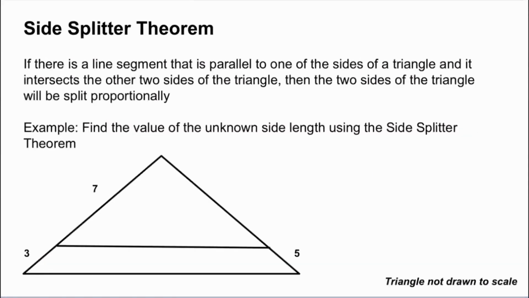Okay, now for the side splitter theorem. So I'm going to read it out to you. I feel like this is one of those things where it's more intuitive when we have an example. So it states that if there is a line segment that is parallel to one of the sides of a triangle and it intersects the other two sides of the triangle, then the two sides of the triangle will be split proportionally. So that's just the fancy definition. And the biggest thing about the side splitter theorem is the proportionality and that the lines are parallel.